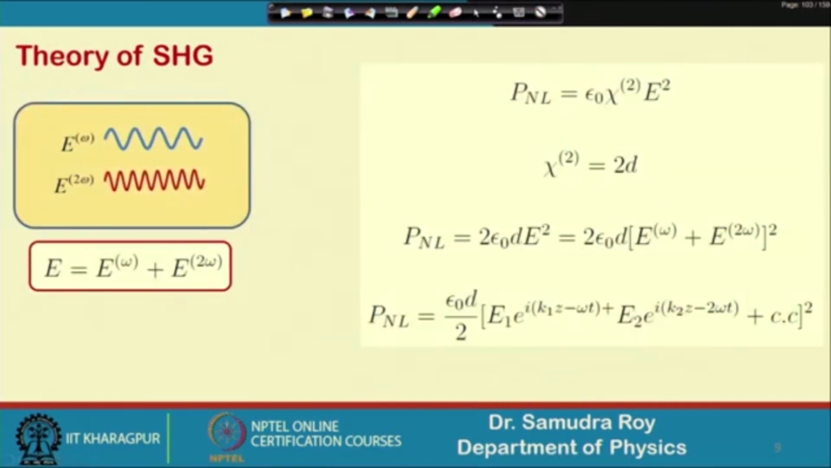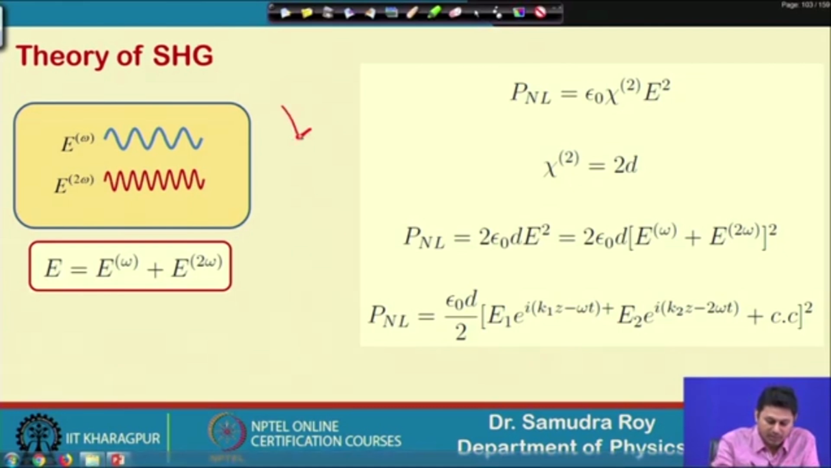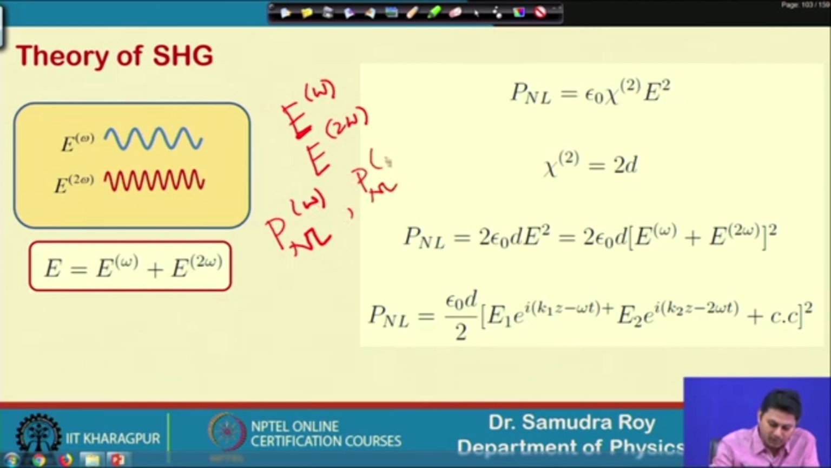Okay. So, I know what my electric field is. The electric field I have already derived. Now, the next quantity that we need to derive is P nonlinear. So, E omega I know, E 2 omega I know. Next, I need to find out P nonlinear omega, or P nonlinear of 2 omega, what will be the form of that, because in order to solve Maxwell's equation, these 4 quantities are important.